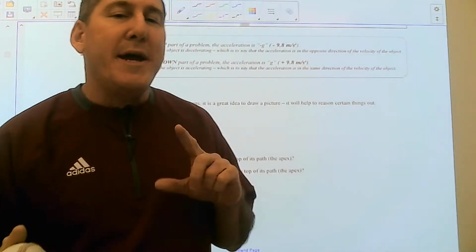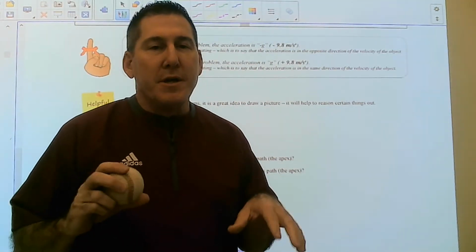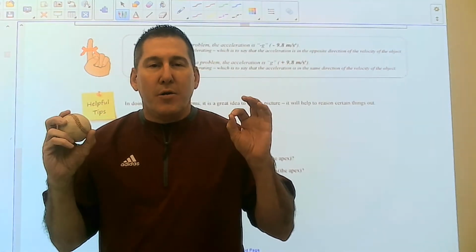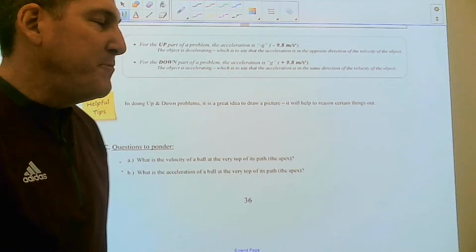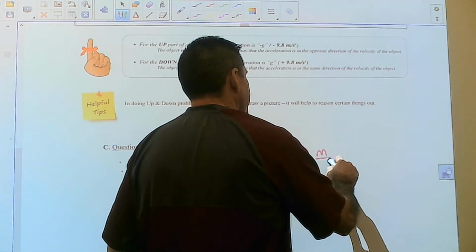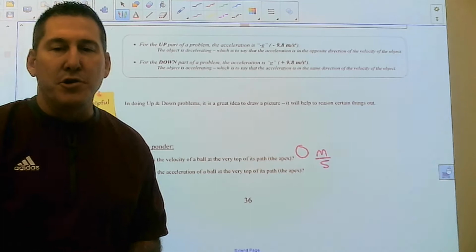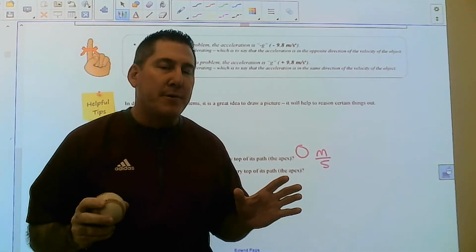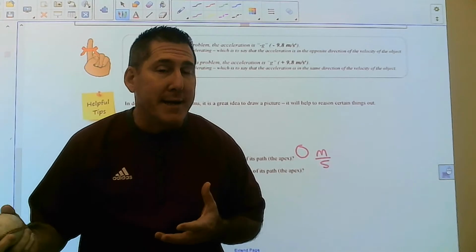All right, so the two answers we got coming in, 9.8 and 0. One of those is correct. The vast majority of you got this one correct. It is, in fact, 0 meters per second. It has to come to a stop or it can never come back down.